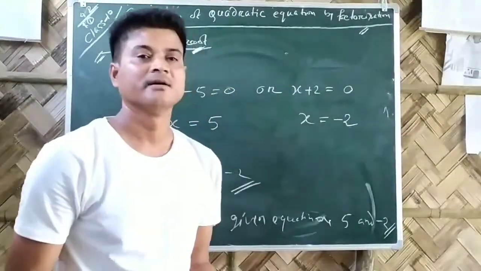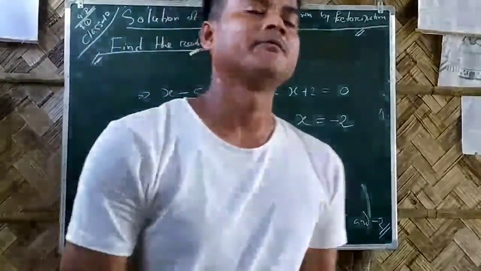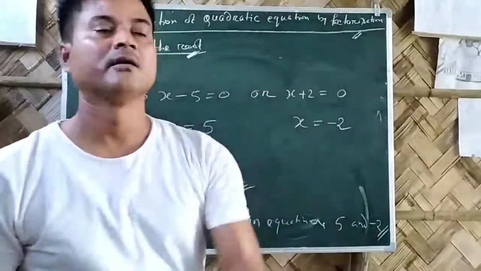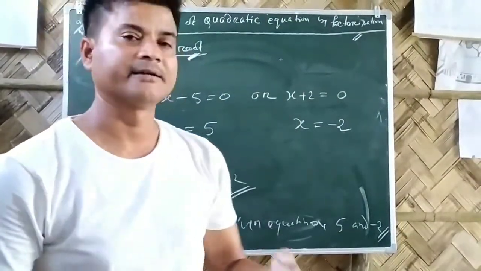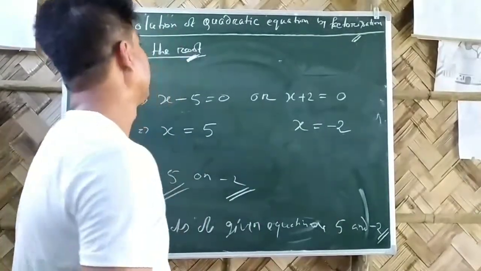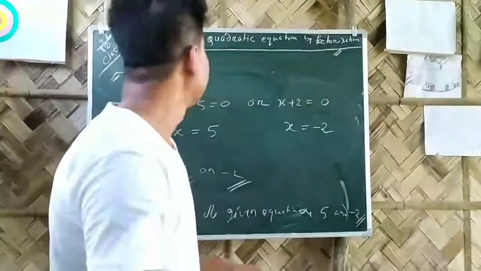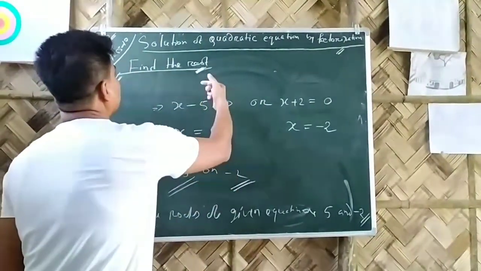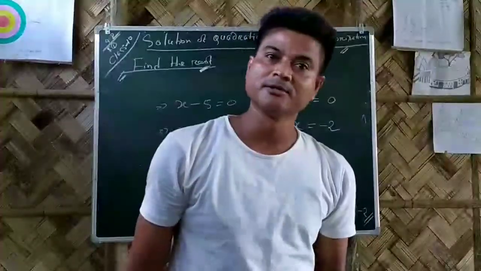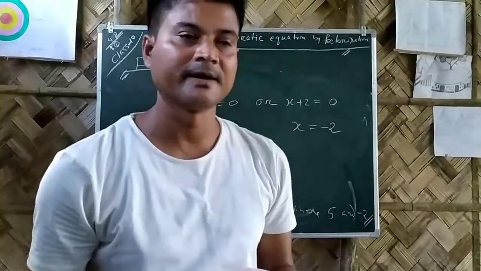Very simple method. We can easily find the root by the factorization process. Some equations can be solved by this process, but for other quadratic equations there are certain rules and formulas, which we will apply in further videos. So this is the answer, and we are here at the conclusion. This type of video will be uploaded further.